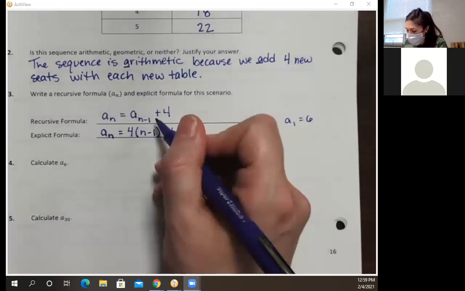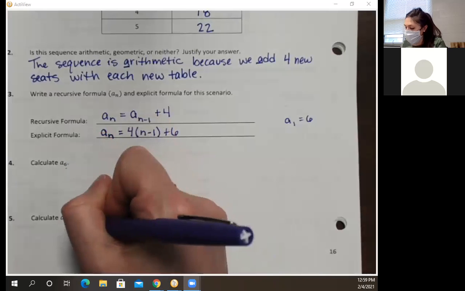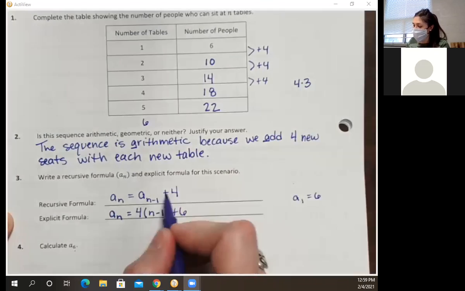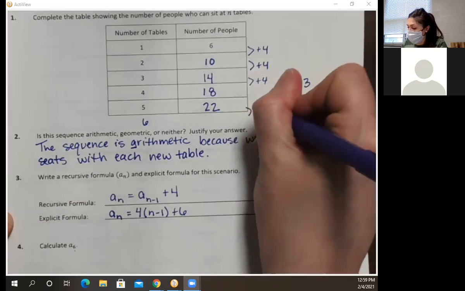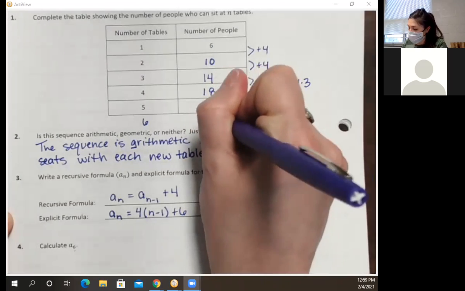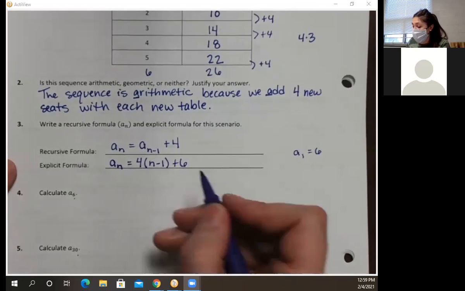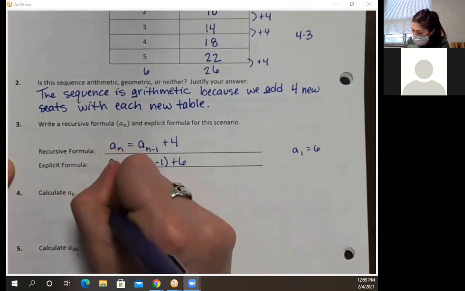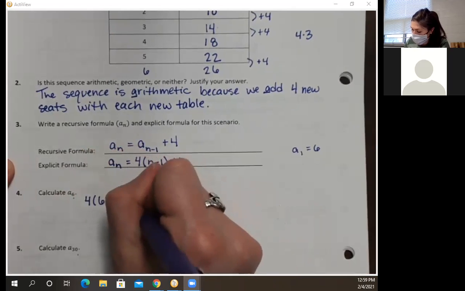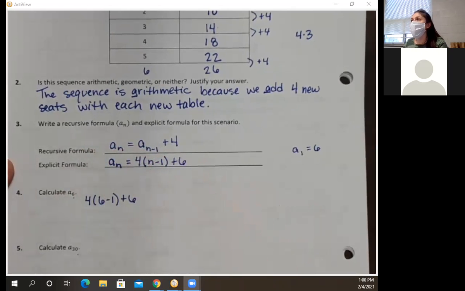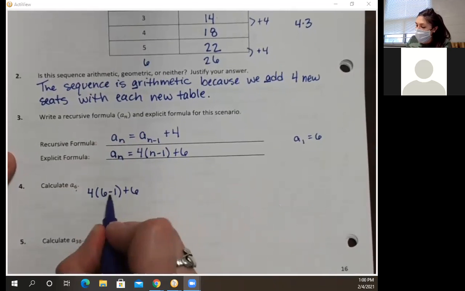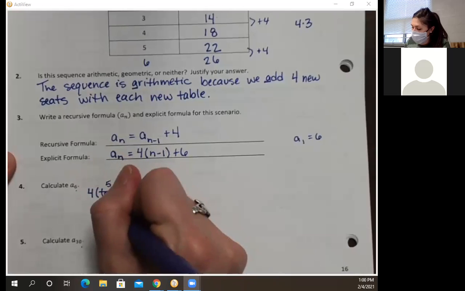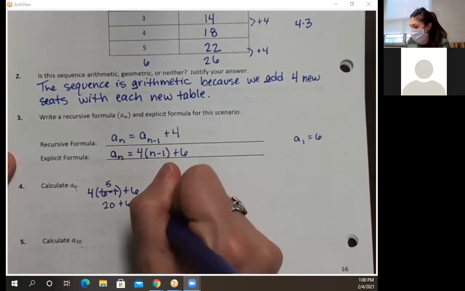So now let's use our formulas to find a couple of future terms. A6 is actually the next term in our table. So if we wanted to, we could use our recursive formula and add 4, and we would get 26. I could also use my explicit formula here and plug 6 in for n. Remember when you're simplifying these to follow order of operations. So I need to work inside those parentheses first. 6 minus 1 would be 5. 4 times 5 is 20. Plus 6 would give us 26.